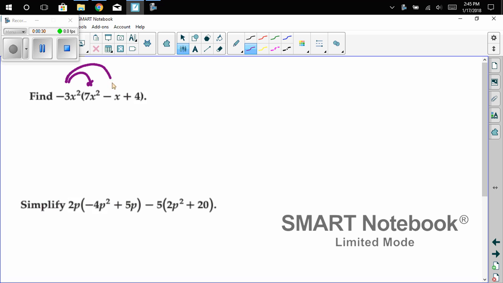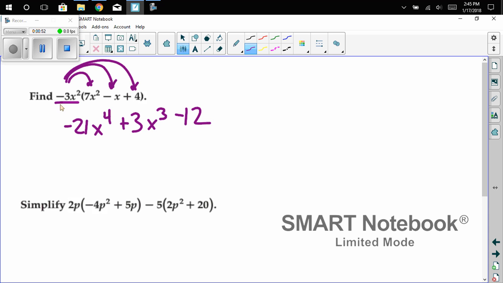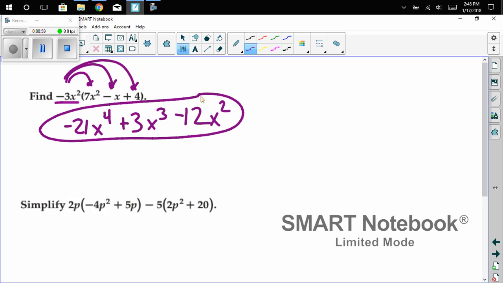So for this first one, we're just going to distribute this 3x squared to each thing in the trinomial. So negative 3 times 7 is negative 21. X squared times x squared, remember we add the exponents, so it's x to the 4th. Negative 3 times negative 1 would be positive 3. X squared times x is x cubed. Negative 3 times 4 is negative 12. X squared times nothing there is just x squared. And that would be the solution.